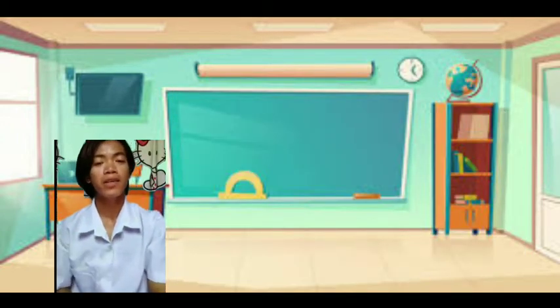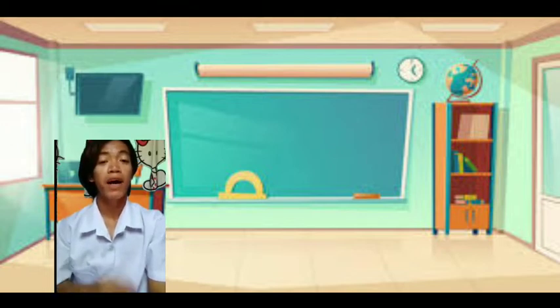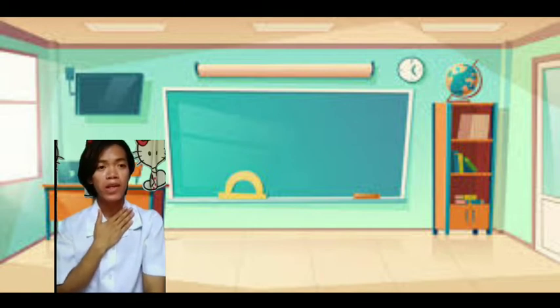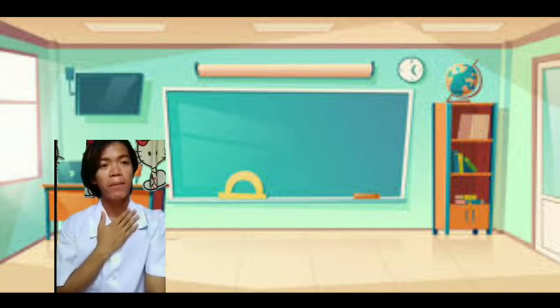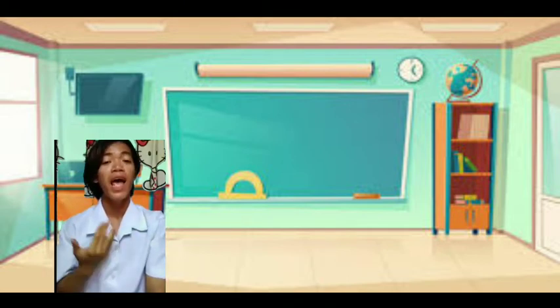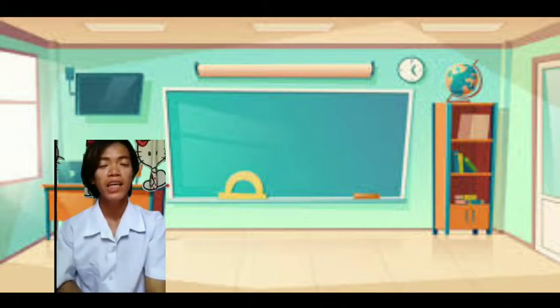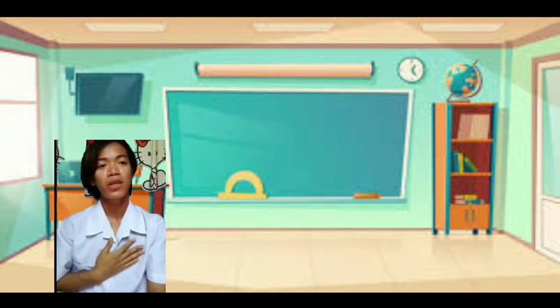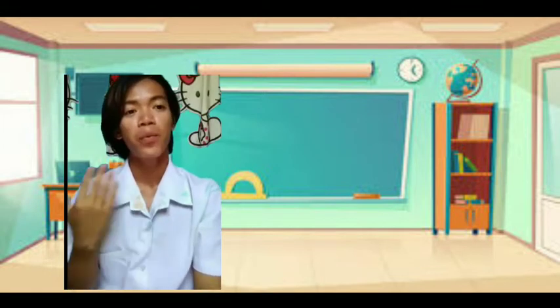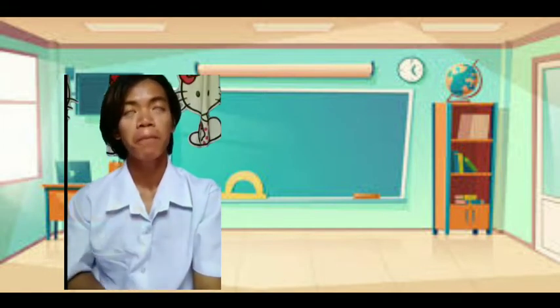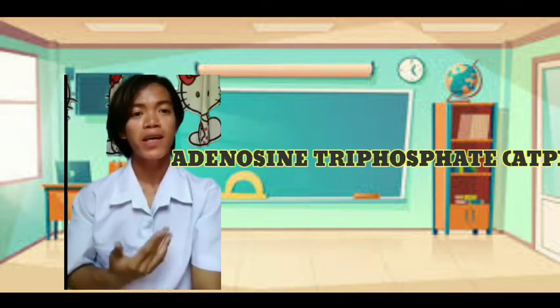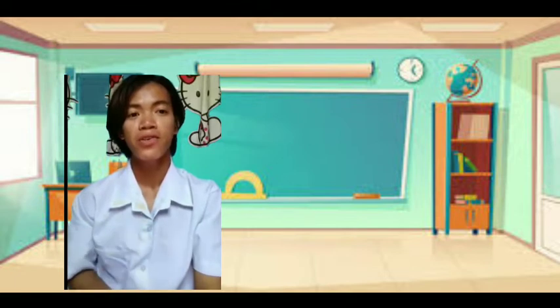In the Krebs cycle, there are functions and products. For one cycle: 2 molecules of carbon dioxide, 3 molecules of NADH, 1 molecule of FADH2, and 1 molecule of ATP, or adenosine triphosphate. Molecules of acetyl-CoA are enough for 2 cycles.